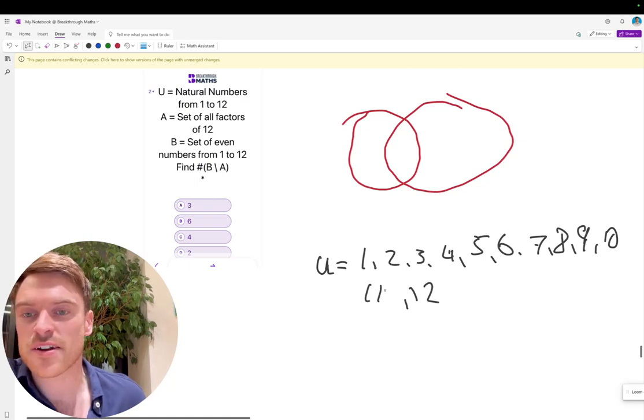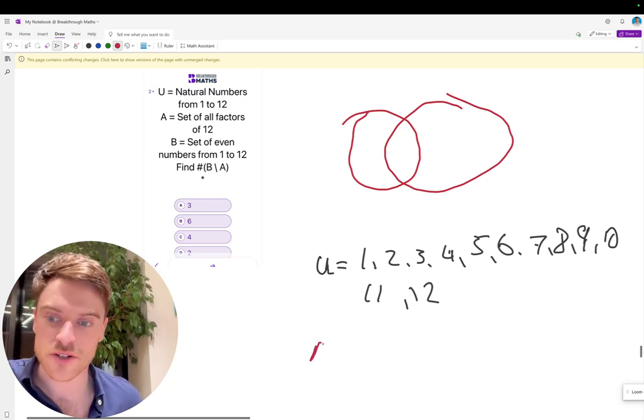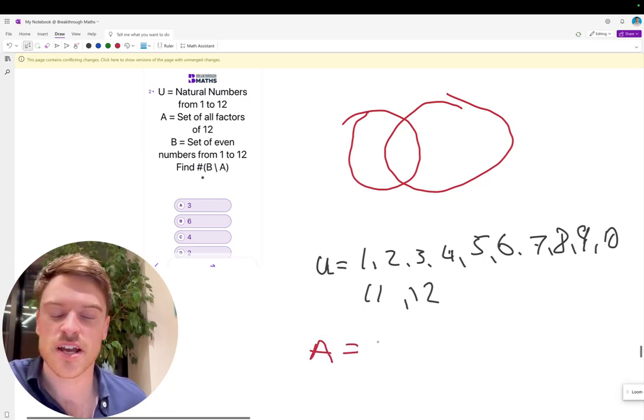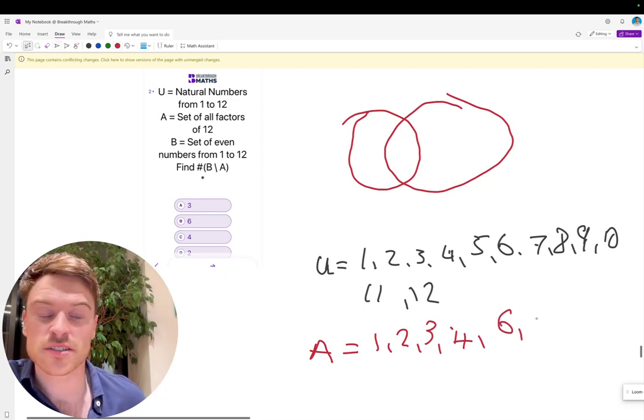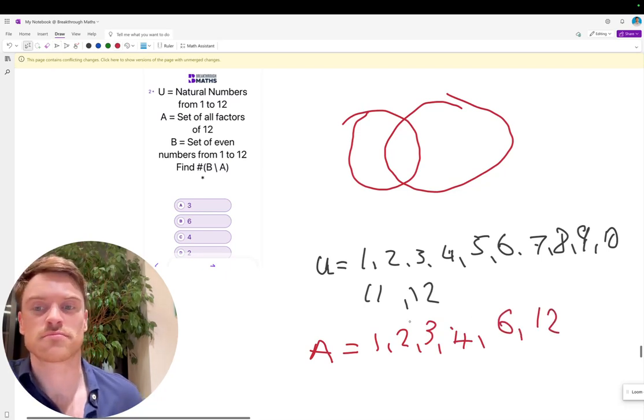Set A is all factors of 12. So, A, what are the factors of 12? Come on, tell me in your head. You know this. What are the factors? They're going to be 1, 2 is a factor, 3 is a factor, 4 is a factor, 6 is going to be a factor, and 12. And then B.